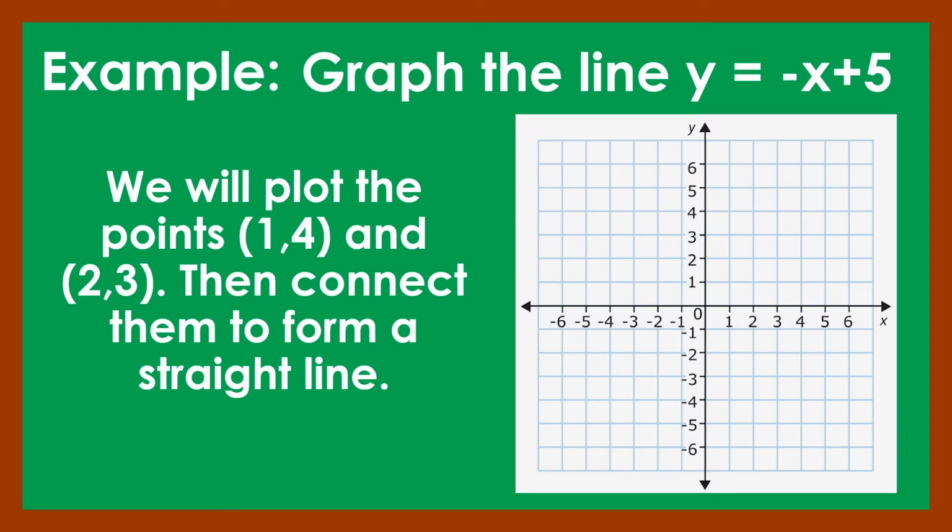So gagawa ulit tayo ng Cartesian plane with the complete information. Ipa-plot natin yung dalawang points, 1, 4, and dito naman si 2, 3. So we're going to connect the 2 points using a straight line, and finally that would be the graph of our line y is equal to negative x plus 5.